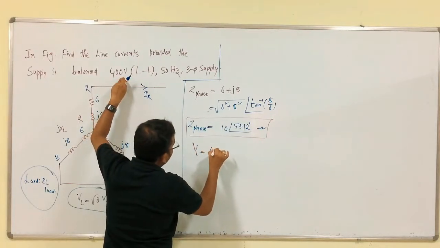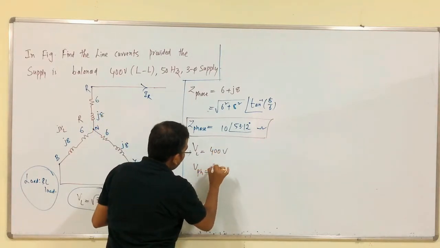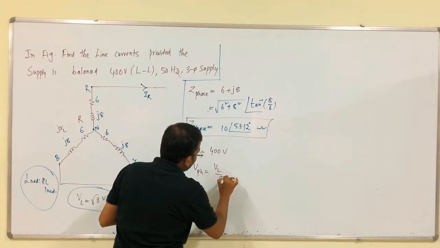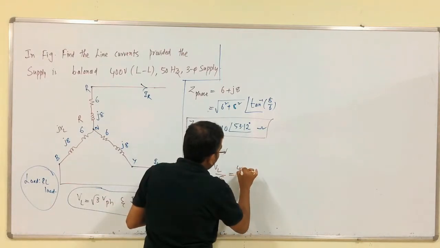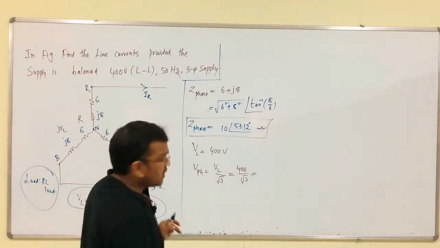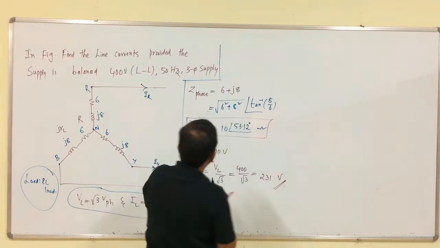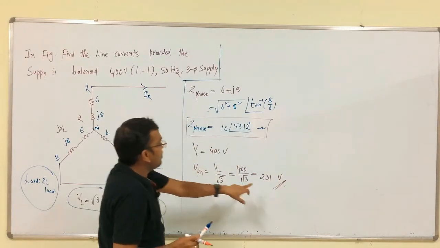And we are provided the line voltage VL equal to 400. What about the phase voltage, which equals VL by root 3. So, 400 by root 3 equals 231 volts. So, this is the phase voltage.